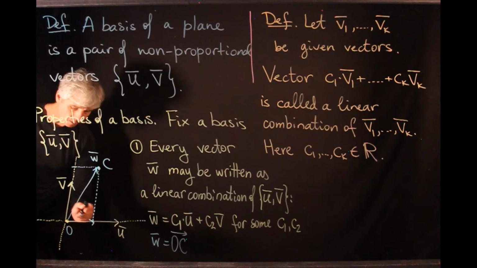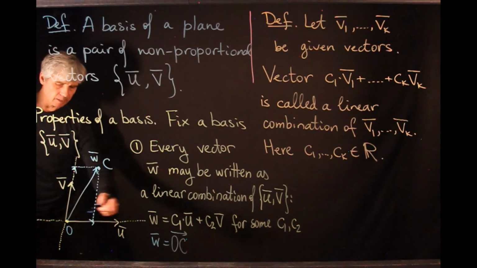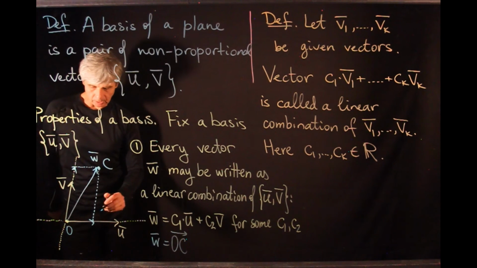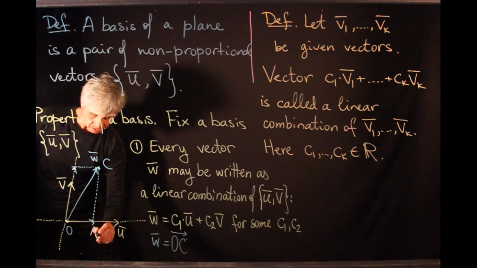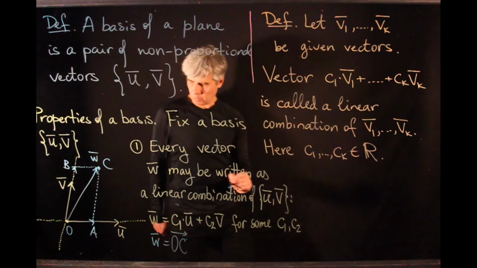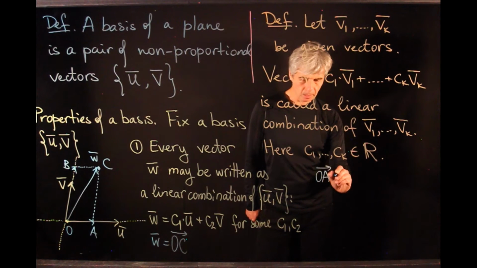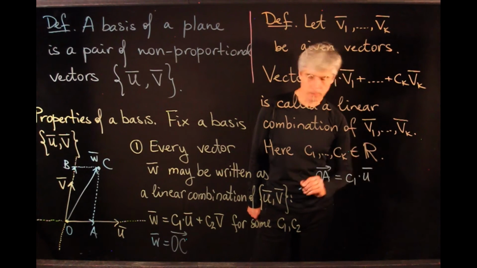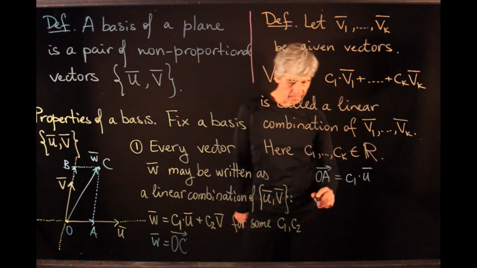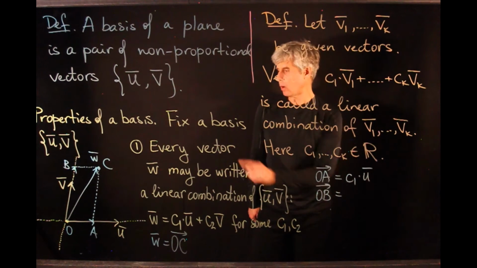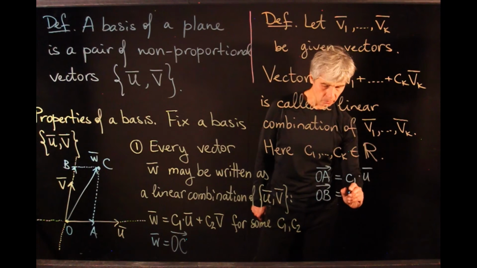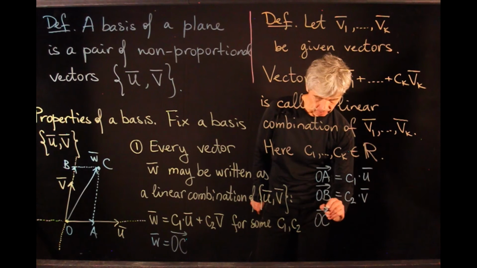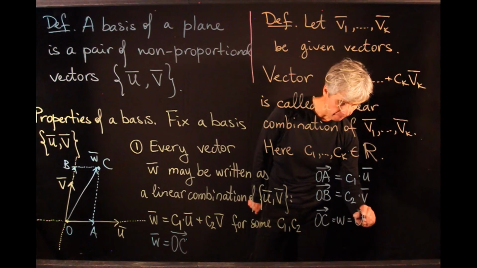Let us look at these two vectors on these lines of u and v. Here we know that two vectors on the same line are proportional. So let's give names to these points. Say this is a point A, and this is the point B. What we can say is that the vector OA is a scalar multiple of a vector u. So we can write it as C1 times u. And the vector OB is a scalar multiple of a vector v, because it's on the same line as the vector v. So we can write it as C2 times v. And by the parallelogram rule, we have that OC, which is w, is equal to OA plus OB.